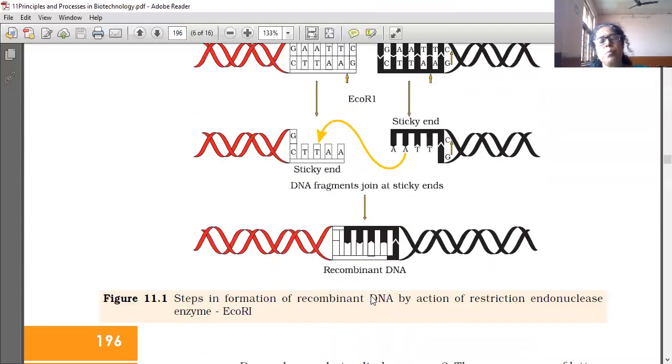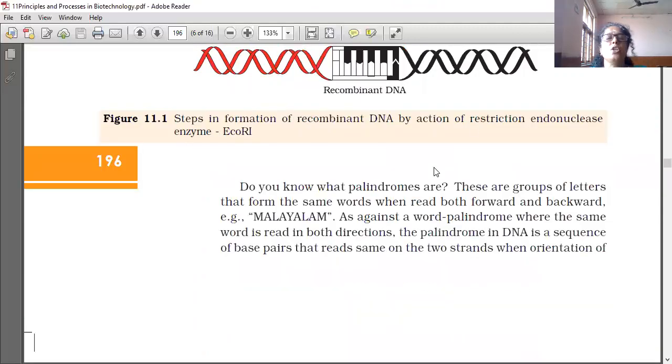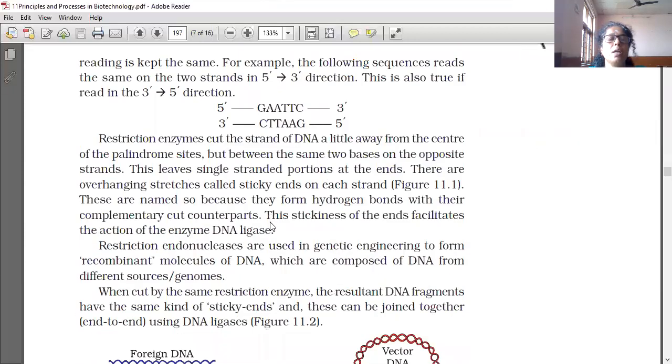These are the steps in formation of recombinant DNA by action of the restriction endonuclease enzyme EcoRI.